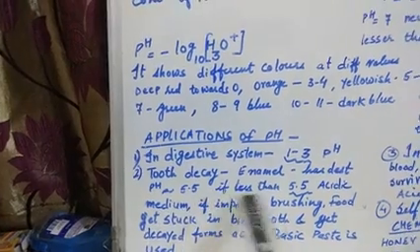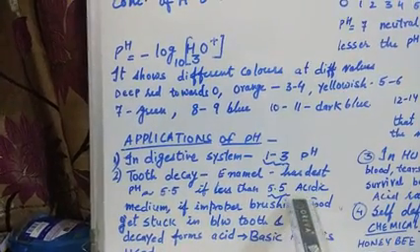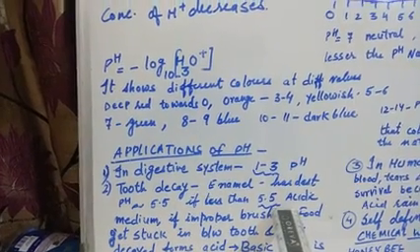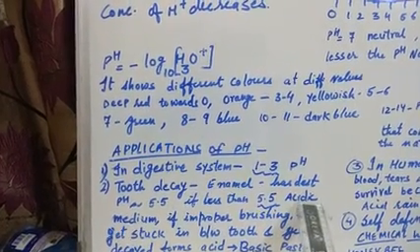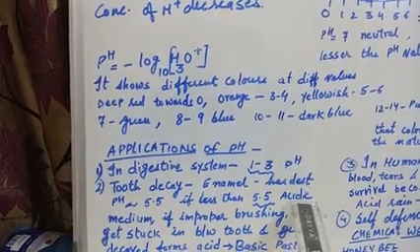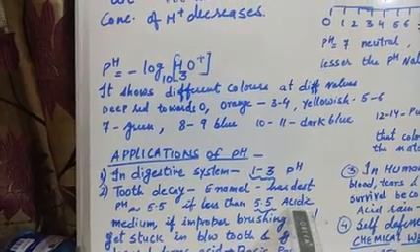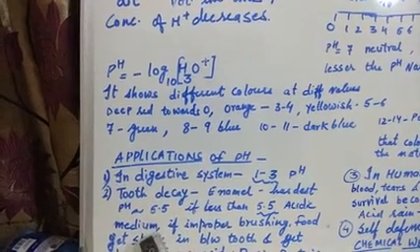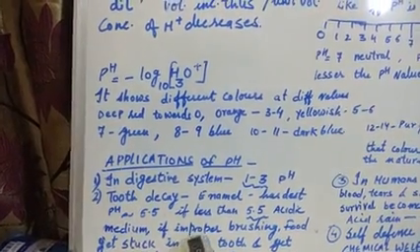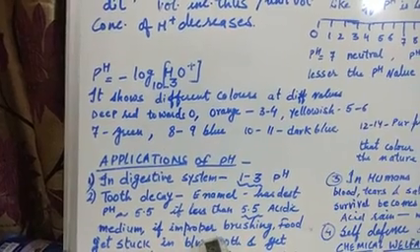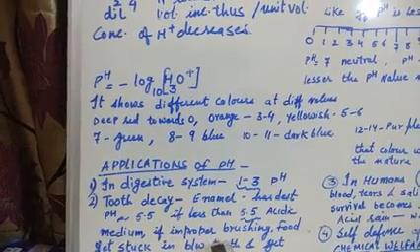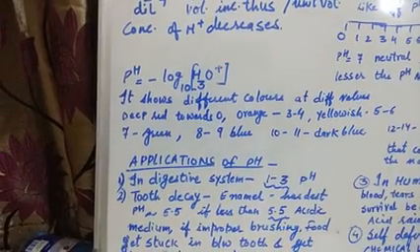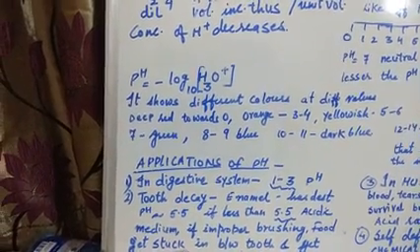And if less than 5.5 pH is there in the mouth, then the medium becomes acidic, and that is responsible for tooth decay. Like if we don't brush our teeth properly, then some of the food particles remain there in between the tooth.